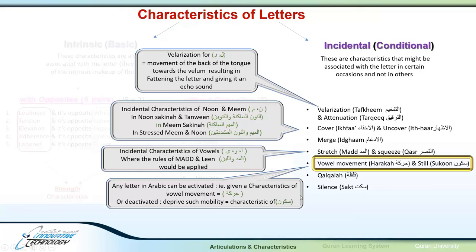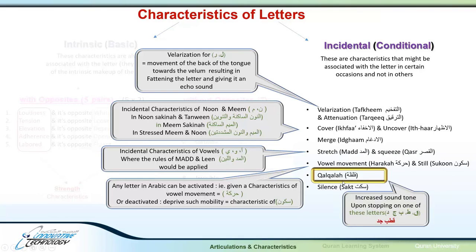Again, don't worry about these. All these again will have their own lessons that will describe each one of them in detail later on. Last but not least is the qalqala, where qalqala is a characteristic that increases the sound tone upon stopping on one of these letters: qaf, ta, ba, jim, dal.